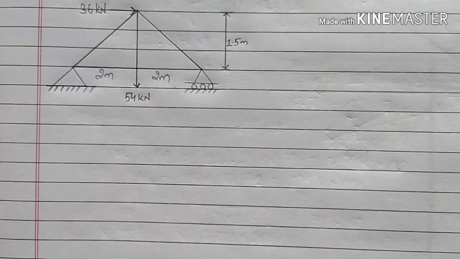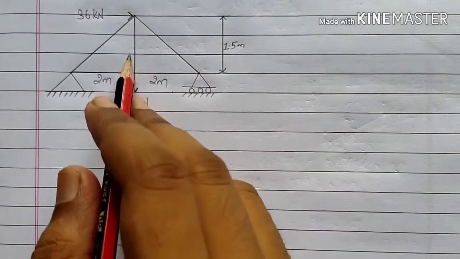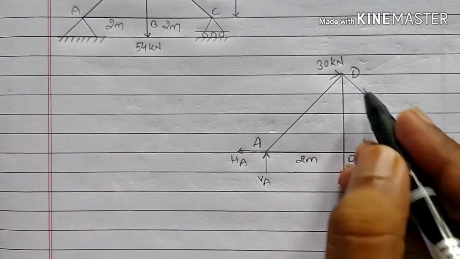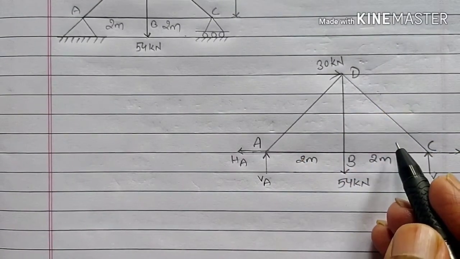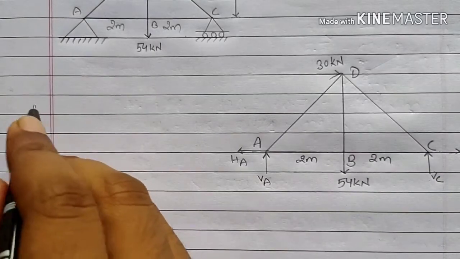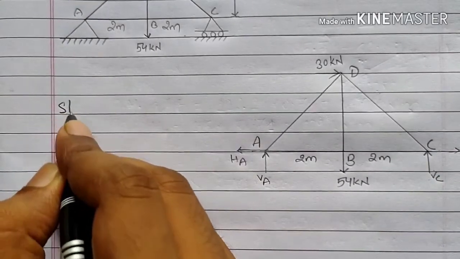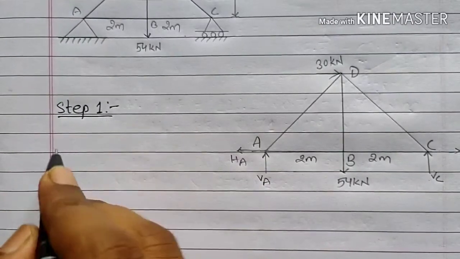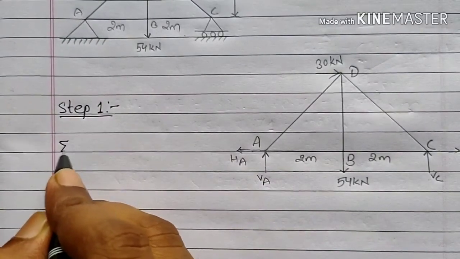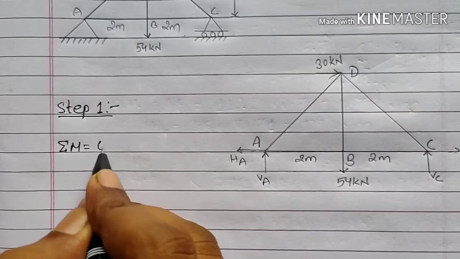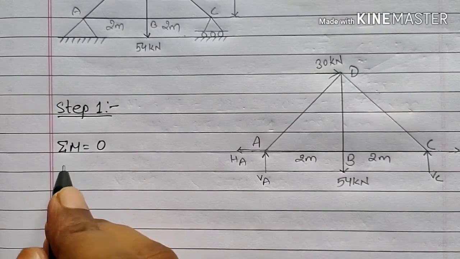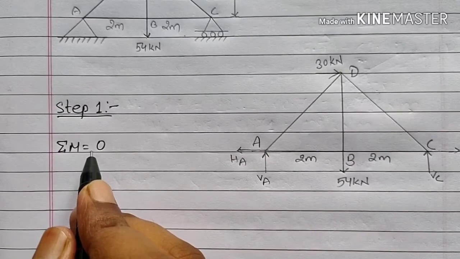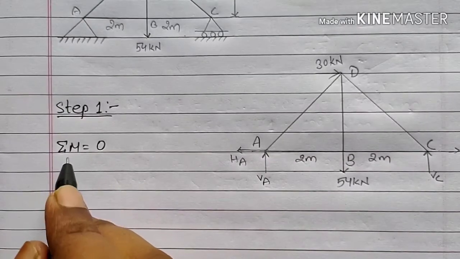So let us first draw the free body diagram of this given plane truss. So here is the free body diagram of the given plane truss, and let's apply the condition of static equilibrium in step 1. And here let's apply summation M equals 0. As we all know, the condition of static equilibrium is summation M equals 0, summation Fx equals 0, and summation Fy equals 0.